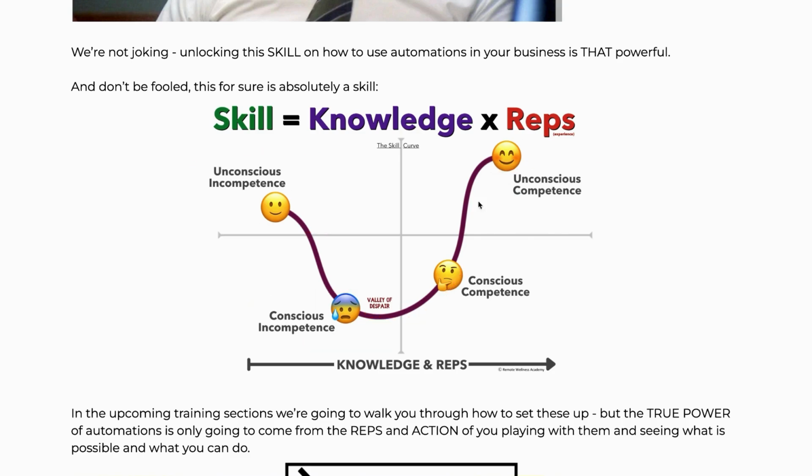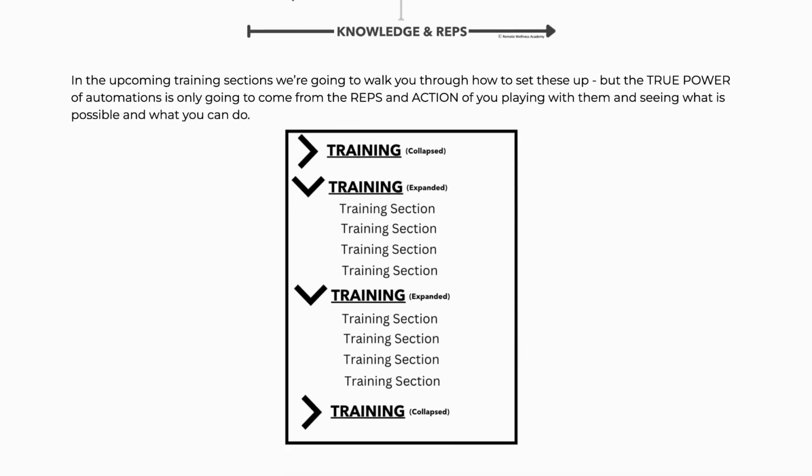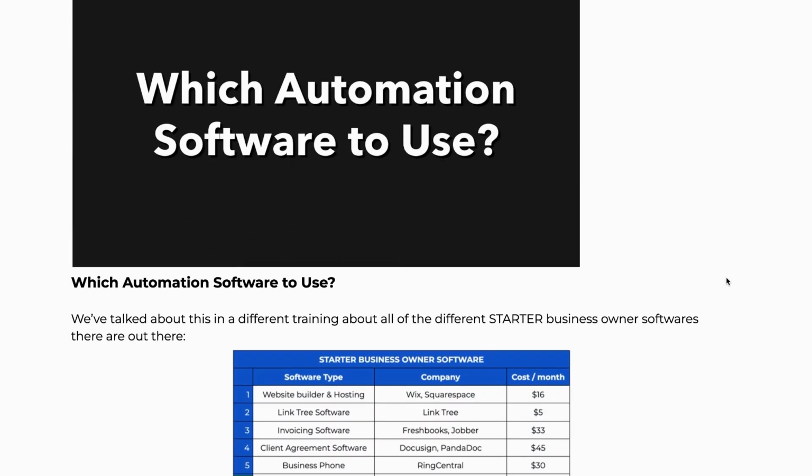Okay. So in the upcoming training sections, we are going to be walking you through the true power of automations and help you get the reps and the action, so that way you can create the building blocks that are going to allow you to use this in your business. Okay, now in terms of the other question that we want to jump into, which is, hey, which software are we going to actually use? Which automation software are we going to use in order to do this?